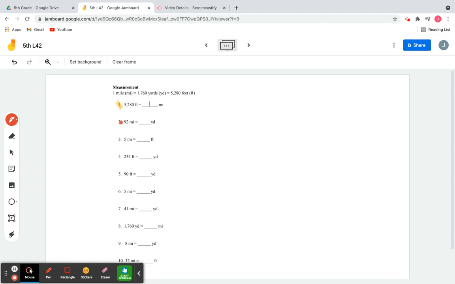So I'm going to do one more example. It says 1 mile is equal to 1,760 yards. And the question for number 2 is asking for 92 miles in yards. So in order to solve this, I'm going to multiply 1,760 by 92. Okay. So this is equal to 1 mile, and I need to know the 92 miles.